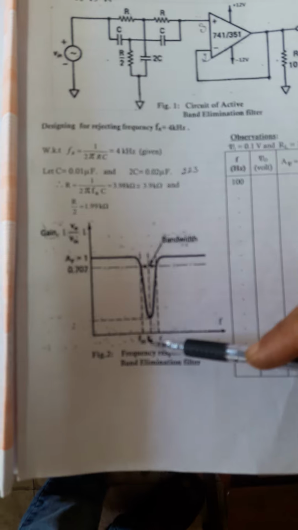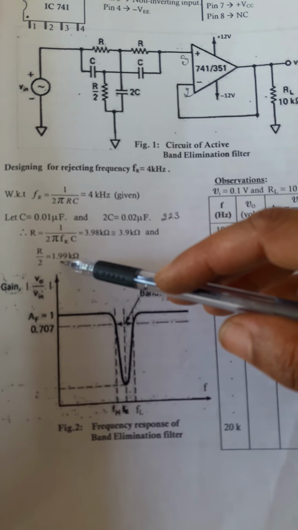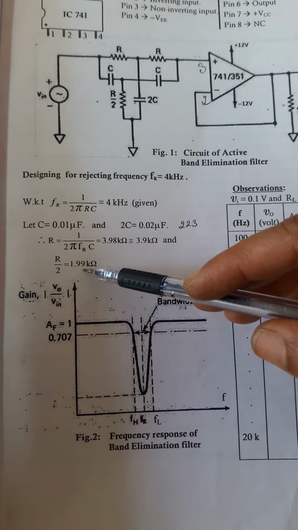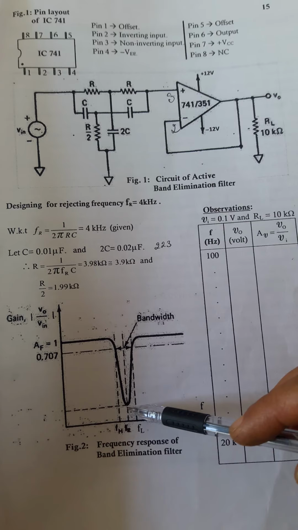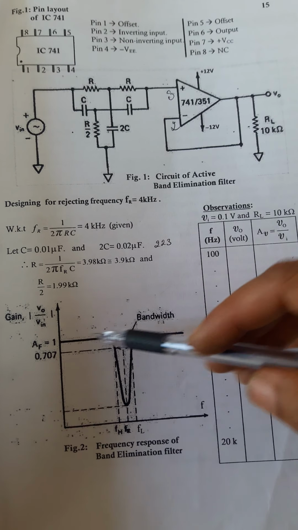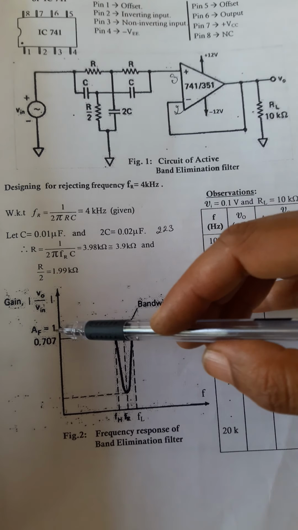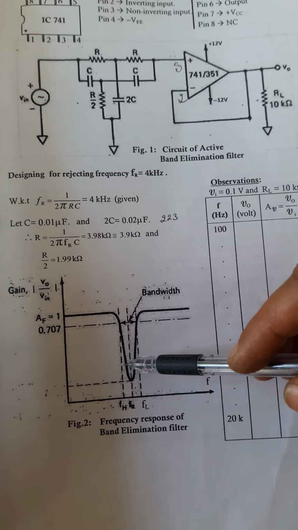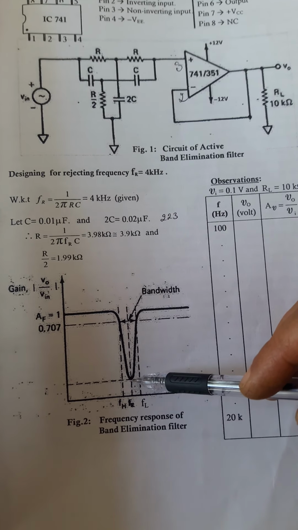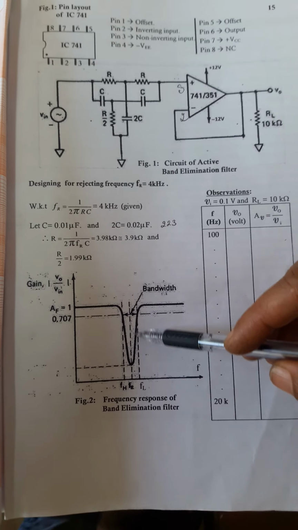This FR, theoretical and practical, should coincide approximately. There is a small variation because we have taken 1.9 and 2 kilohertz resistors, so there is a slight variation. As the frequency increases from 1K, it remains constant, then decreases at 2K, 3K, 4K. Exactly at 4K it is a minimum, and further if I increase the frequency to 5K, 6K, it is increasing.